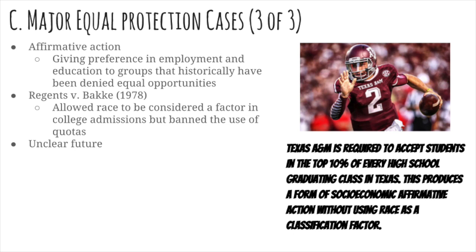Opponents of affirmative action basically argue that this is reverse discrimination, that you're using race to determine whether or not to allow someone to have a job or to get into college.